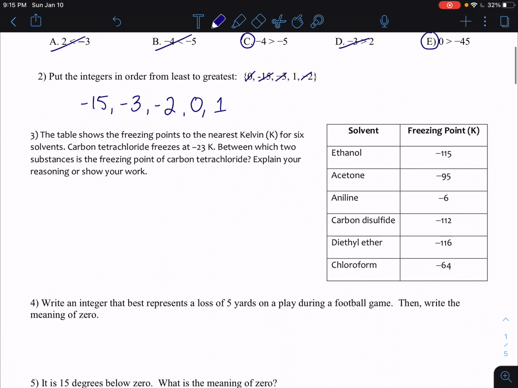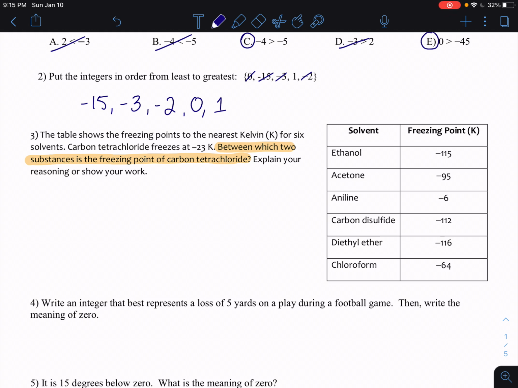Number 3 says the table shows the freezing points to the nearest Kelvin for 6 solvents. Carbon tetrachloride freezes at -23 Kelvin. Between which two substances is the freezing point of carbon tetrachloride? Explain your reasoning or show your work. So this is the question that I'm trying to answer.